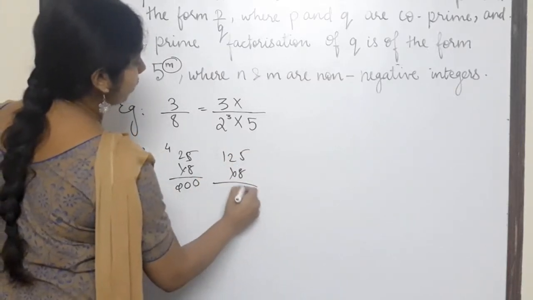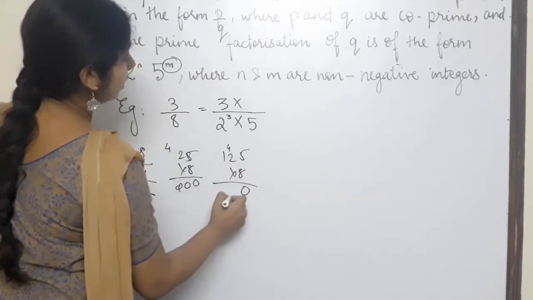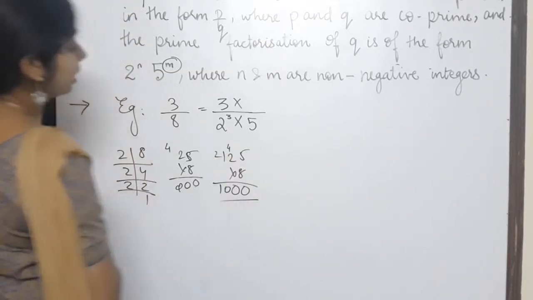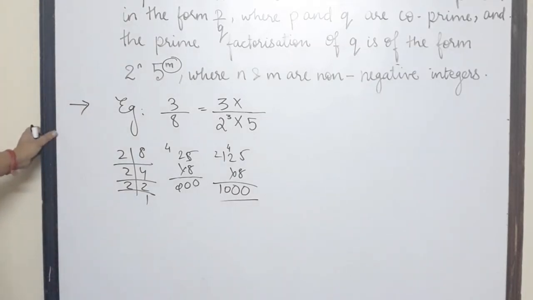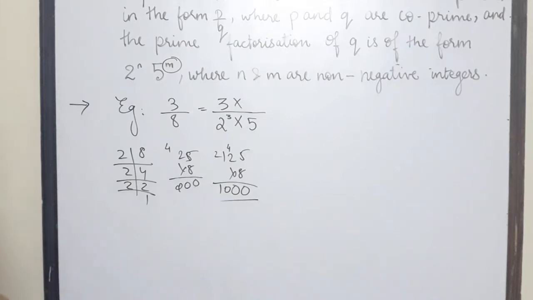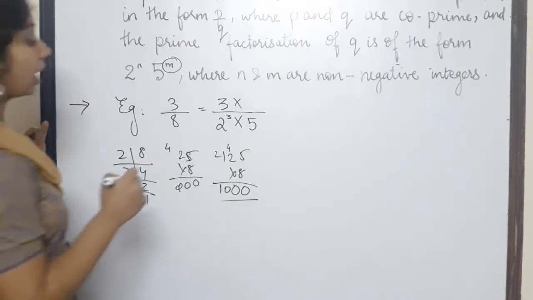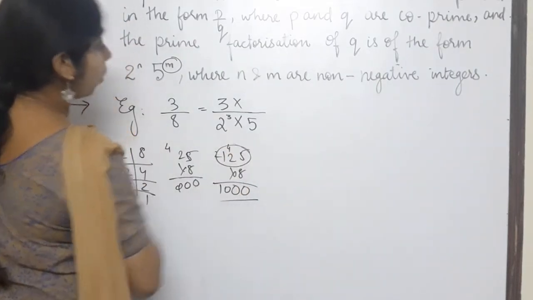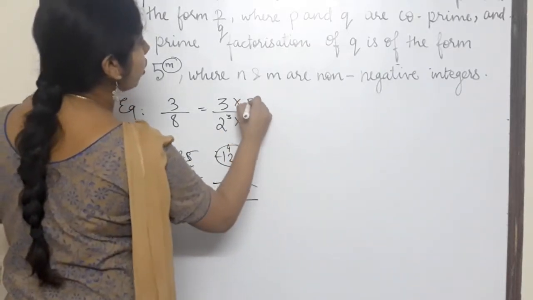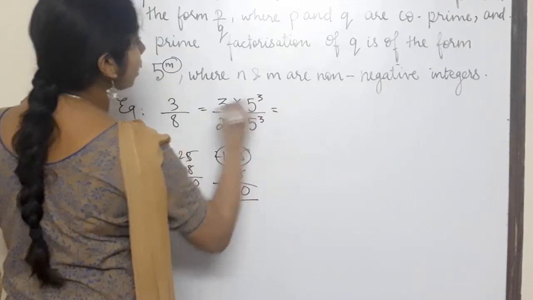So we get 8 5s are 40. 8 2s are 16, 17, 18, 19, 20, 8 1s are 8, 9, 10. Here you get it in the form of 10 to the power something. Here we have 1000. This can be written in the form of 10 to the power 3. Right. So that means 125. What number we need over here? 125. That means 5 to the power 3. Here also we will multiply it with 5 to the power 3.